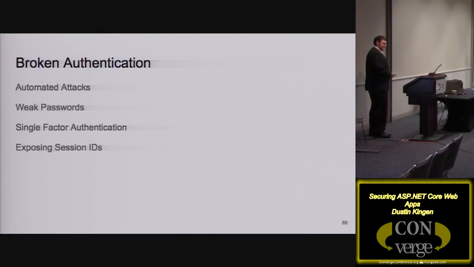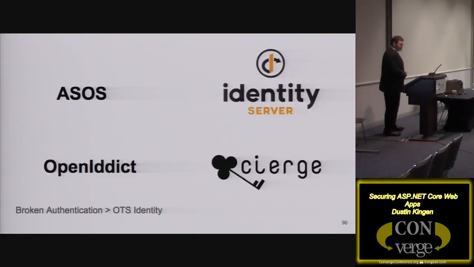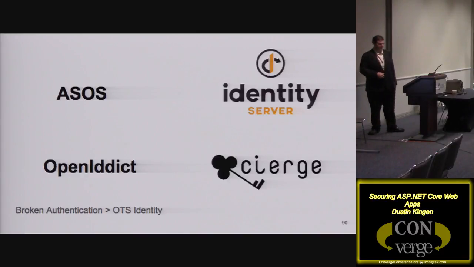Another thing is exposing session IDs. If you have been reading the news lately, with AT&T, you could just go look at anybody's bill because you could just increment an ID in a URL and boom, you could view the next guy's bill. So one way of getting around broken authentication is not to do authentication in the first place.